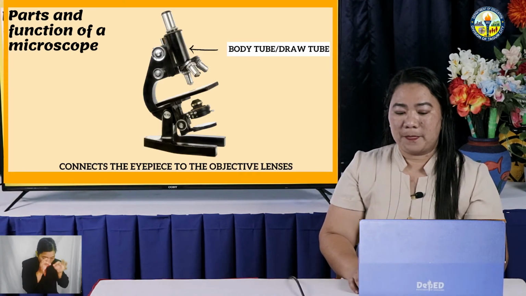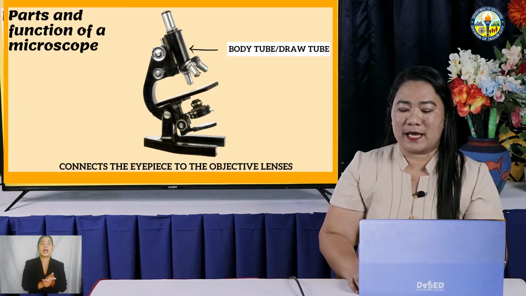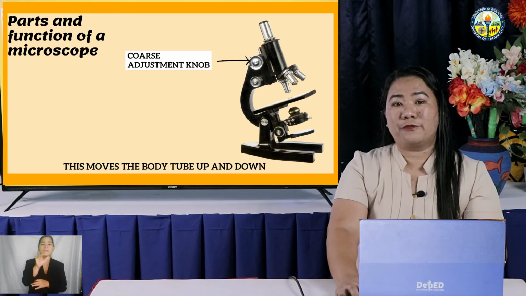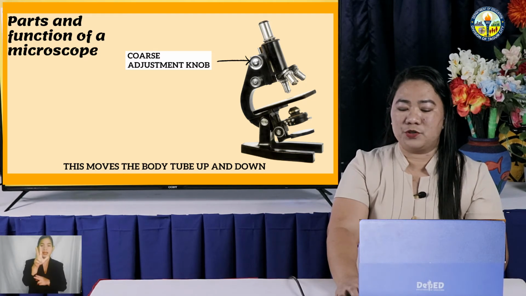For number 2, the answer is body tube, which connects the eyepiece to the objective lenses. For number 3, the answer is coarse adjustment knob. It's the first knob you should use. This moves the body tube up and down.